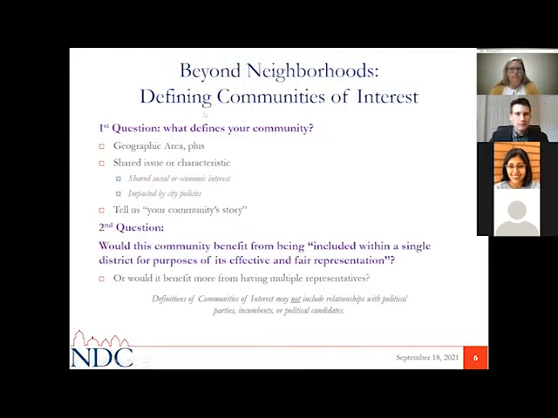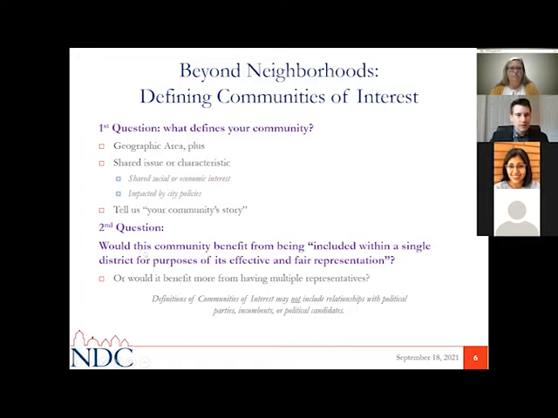But going beyond neighborhoods, we also have this term community of interest. And so when we're talking about a community of interest, like neighborhoods, we're talking about a geographic area, but that is combined with some shared issue or characteristic. Often social or economic interest that is impacted by city policies. So we want to hear about what these communities might be so that we can make sure that we are aware of them when drawing these boundaries.